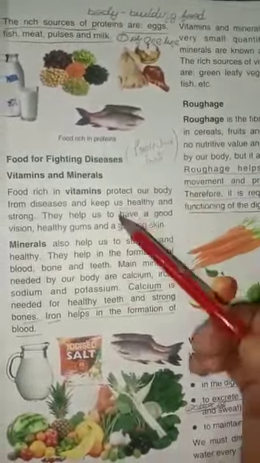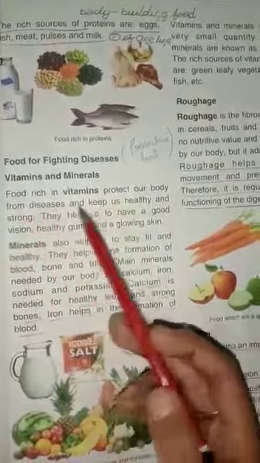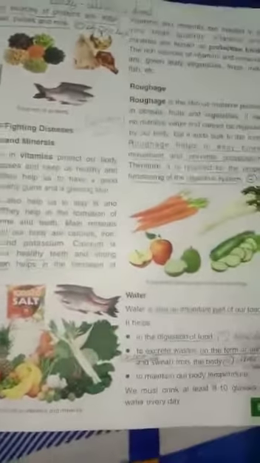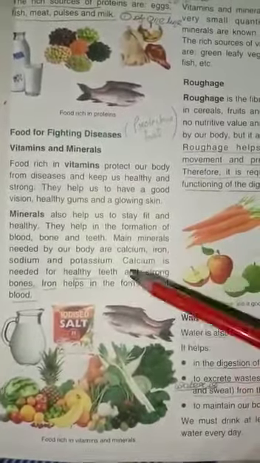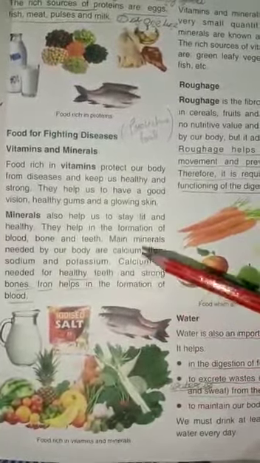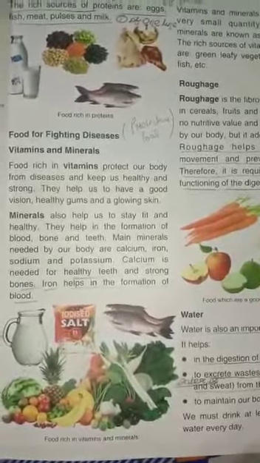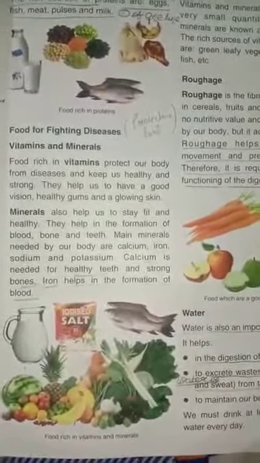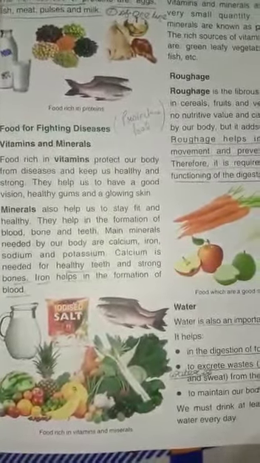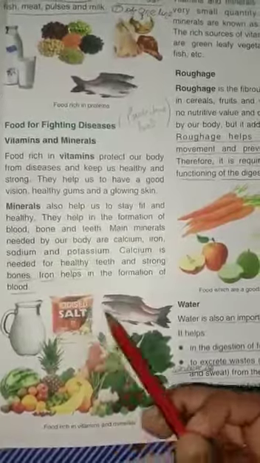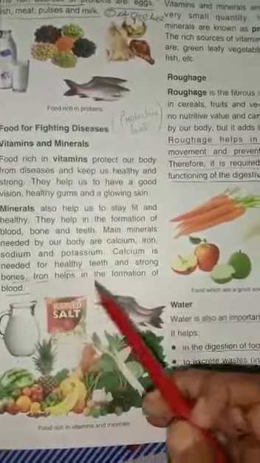What does it mean? Which food protects our body? Food rich in vitamins protects our body from disease and keeps us healthy and strong. Those foods contain more vitamins and minerals, and they protect our body from disease and make our body strong. Minerals also contain calcium, potassium, sodium, iron that help for our healthy teeth, strong bones, and iron helps in the formation of blood. Like salt. Salt contains iron and it helps for our strong bones and also formation of blood.